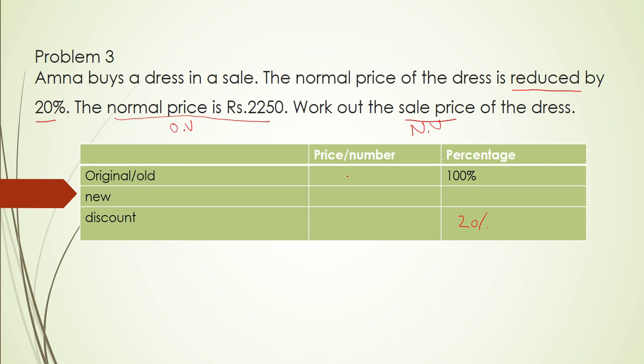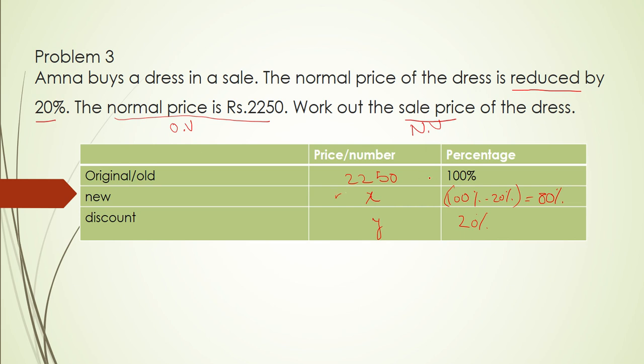So the old value is 22.50, which is 100%. And the new price we don't know. It is a reduced price. So we are going to subtract from 100%. 100% minus 20%, so we will be left with 80%. So we have to pay 80% of the total amount. Now, the discount variable is y. The information which is complete is the original one, 2250, and we know the percentage of 2250. And what they are asking, new price, means we have to find x.